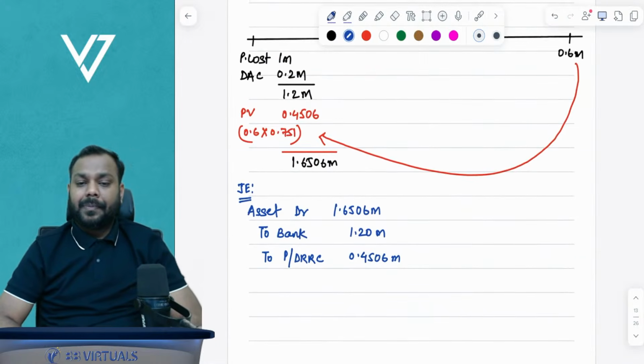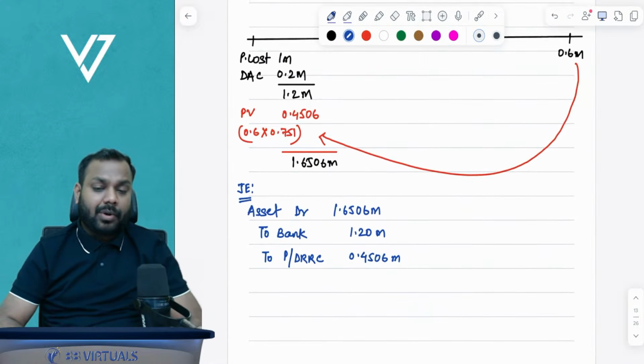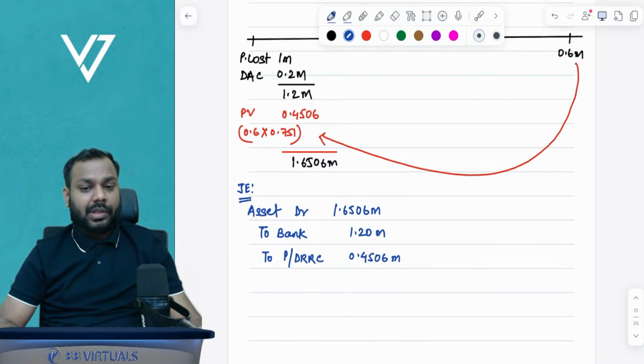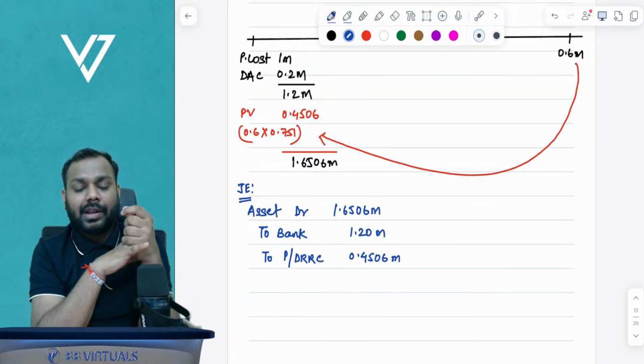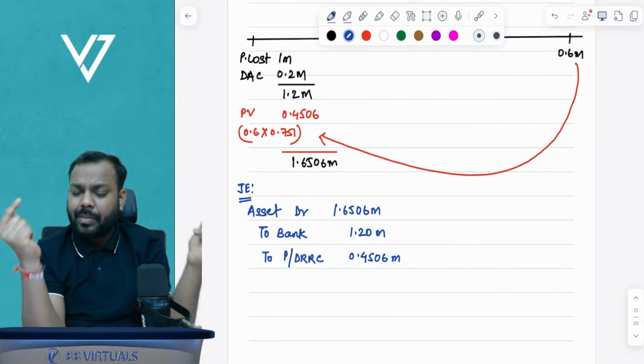Is that clear, everyone? Come on, guys, please tell me. Decommissioning, dismantling, removal, restoration cost. Is that clear to all of you? Come on, guys, please tell me.